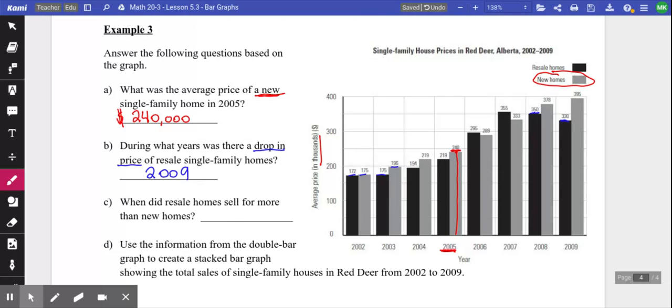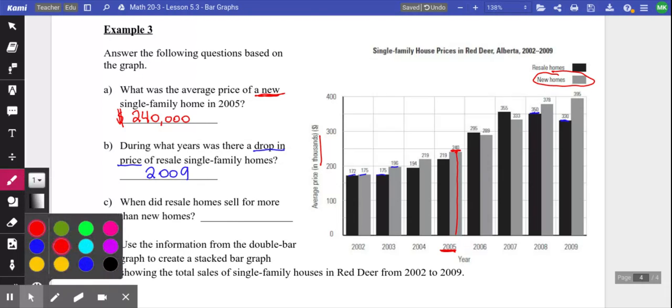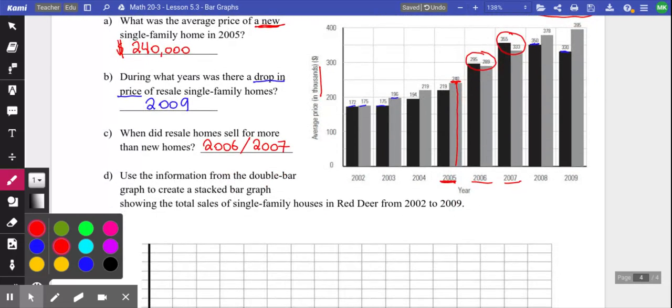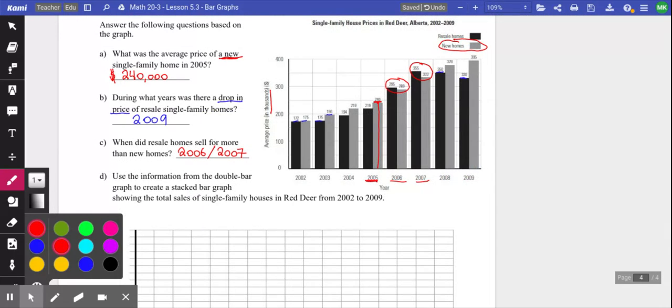C, when did resale homes sell more than new homes? So resale homes actually cost more than a brand new house in 2007 and 2006. You can see that the resale homes, the black line, was actually above the new homes, the gray line. So in 2006 and 2007, that's what happened. Crazy. That's pretty rare that happens, but it does happen sometimes. It's actually happening right now. So it's a pretty cheap time to build a house right now compared to buying an older one.